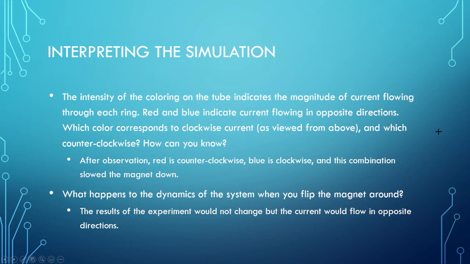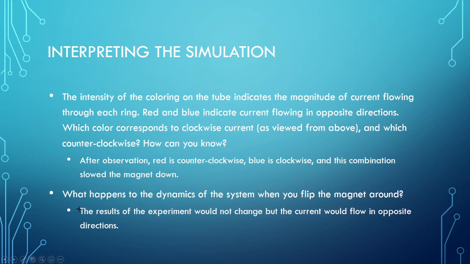Interpreting the simulation, the intensity of the coloring of the ring on the tube indicates the magnitude of the current flowing through each ring. Red and blue indicate current flowing in opposite directions. Which color corresponds to the clockwise current and which is counterclockwise? How can you know? After observation, red is counterclockwise and blue is clockwise, and this combination slows the magnet down.